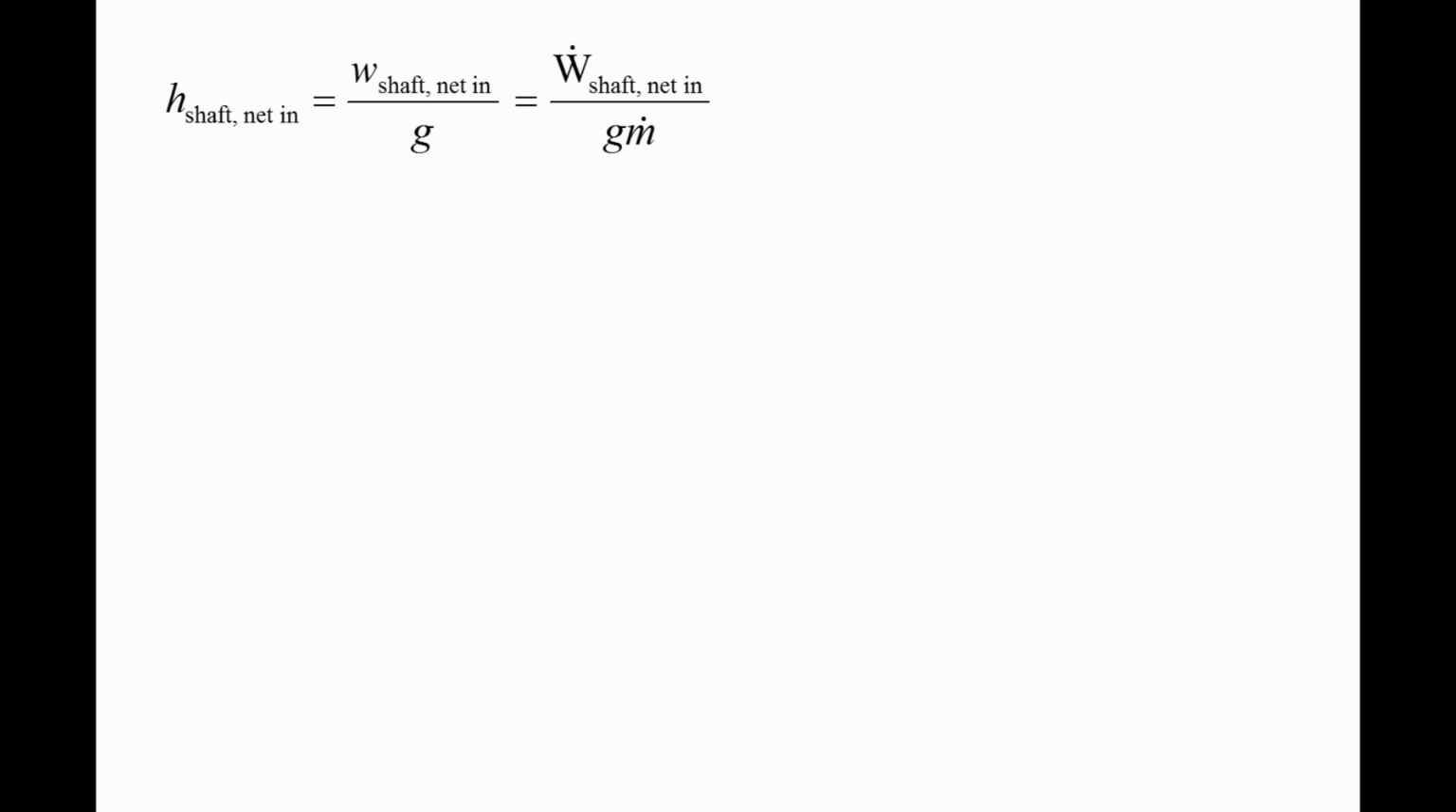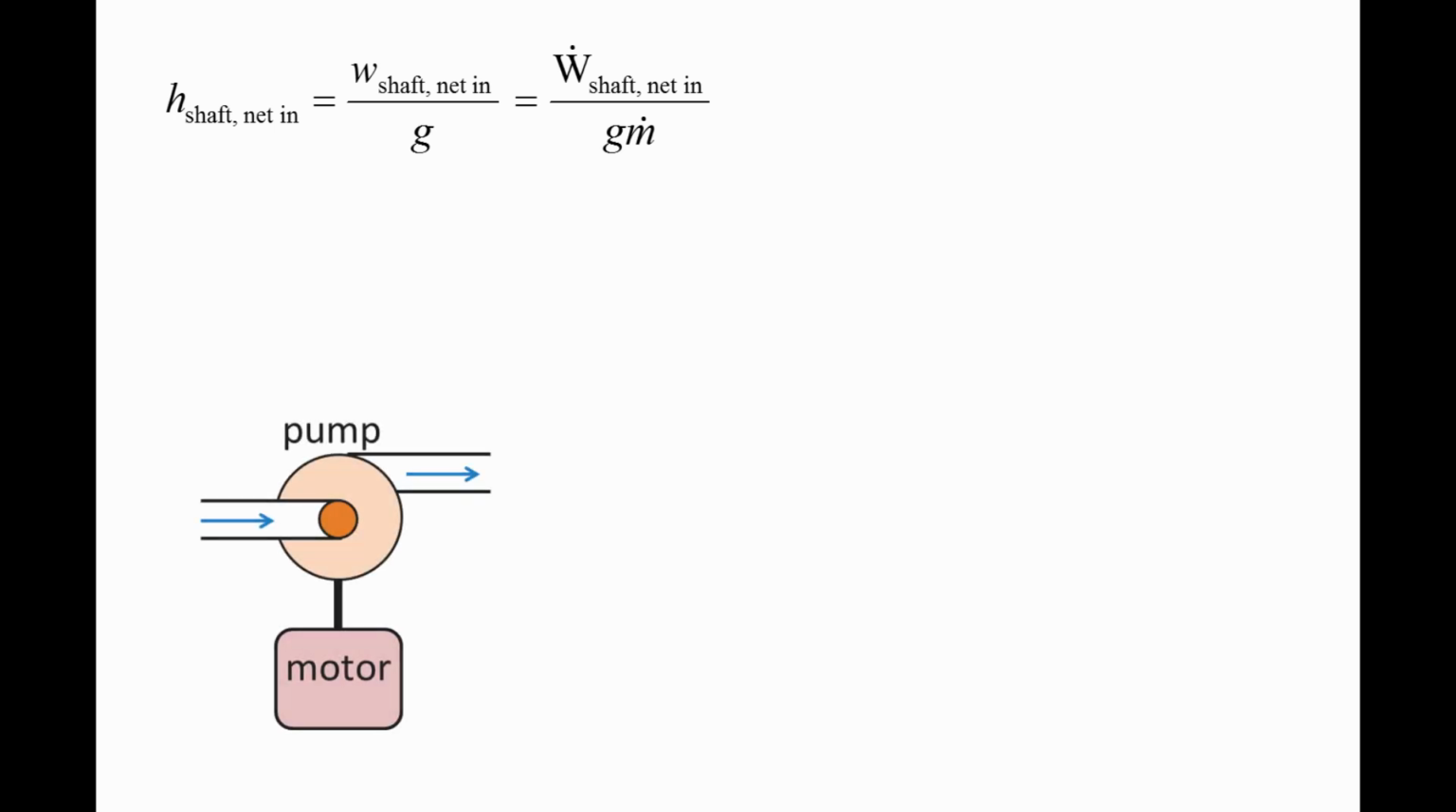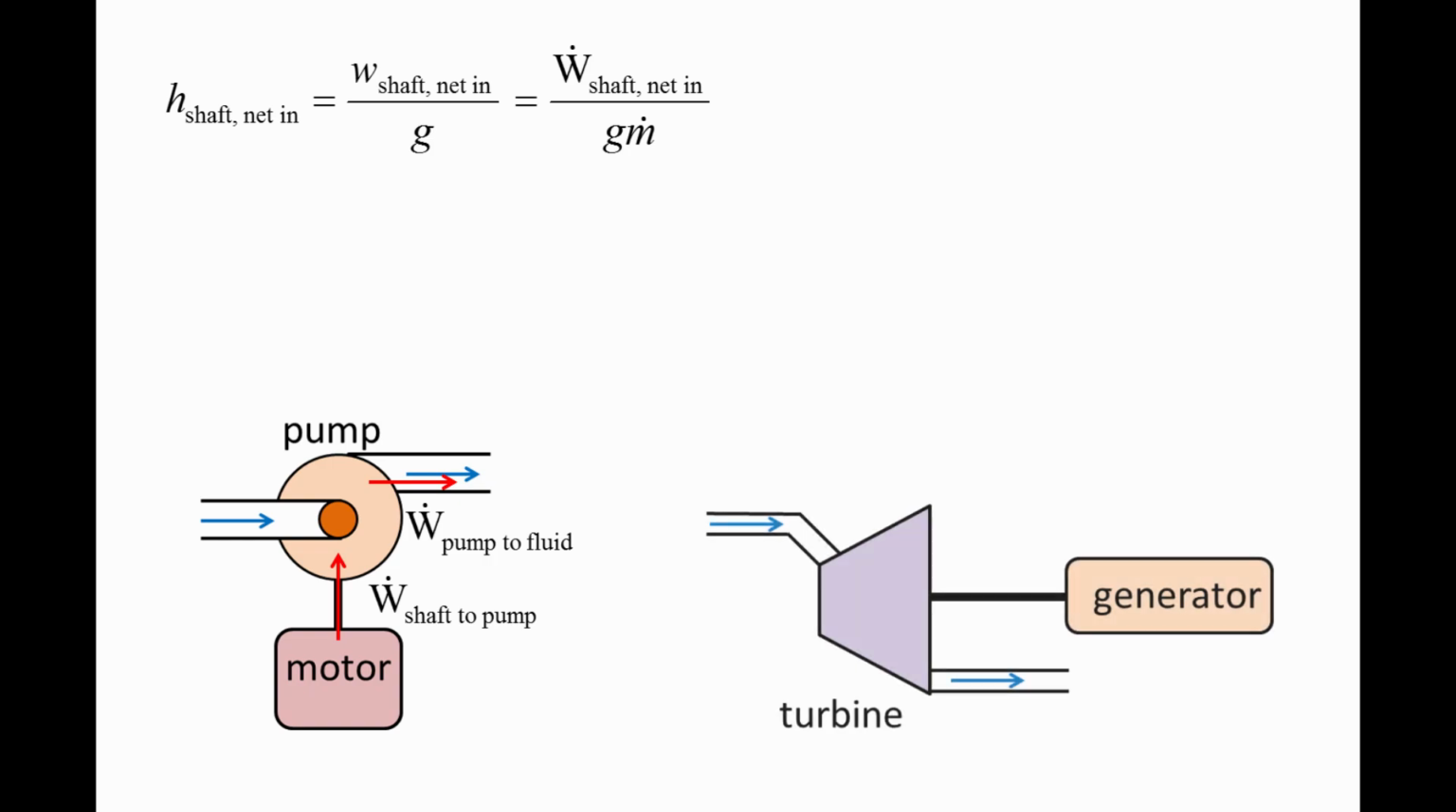There are two types of devices that use shaft power to change the mechanical energy of a fluid. Pumps add mechanical energy to the fluid and are driven by motors. Power is transferred from the motor to the pump through a rotating shaft, then the pump delivers power to the fluid through interactions with the fluid. A turbine extracts mechanical energy from a fluid and is used to run an electric generator or other device. Power is transferred from the fluid to the turbine, then the turbine transfers power to another device through a rotating shaft.